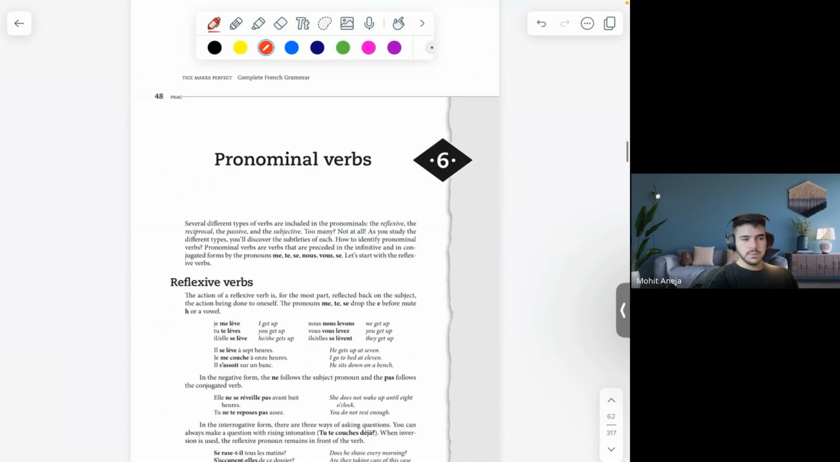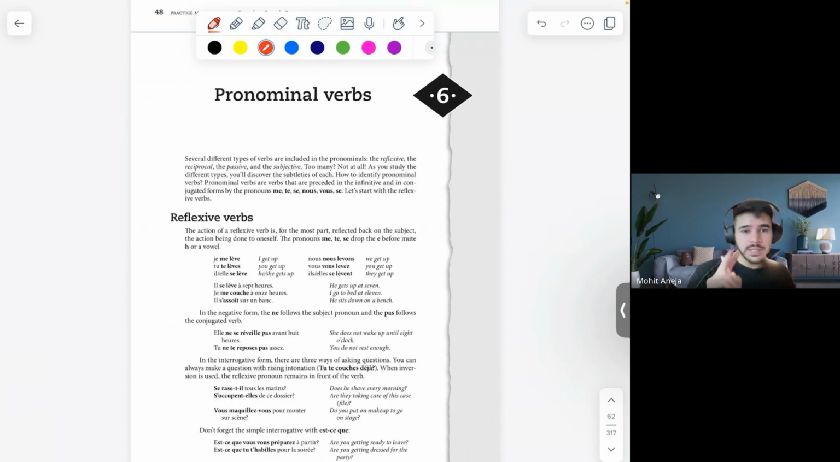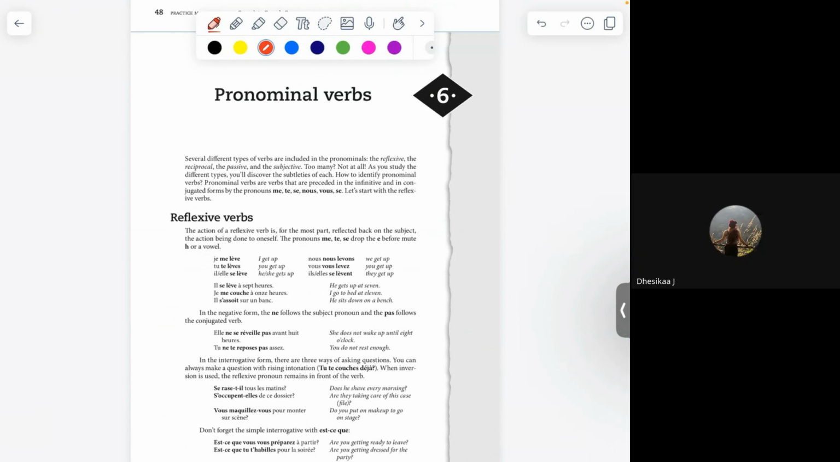Now we will move to pronominal verbs, but we will take a 2 minute break. Not long, just 2 minutes. Just go sip some water, take a short walk, and come back. I will be back at 9:04.